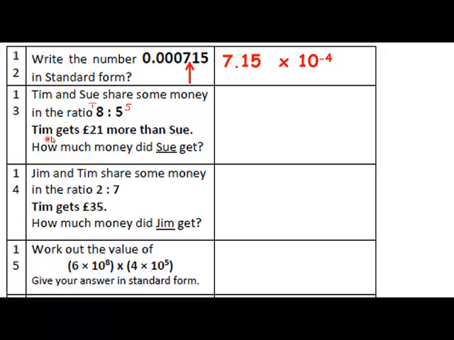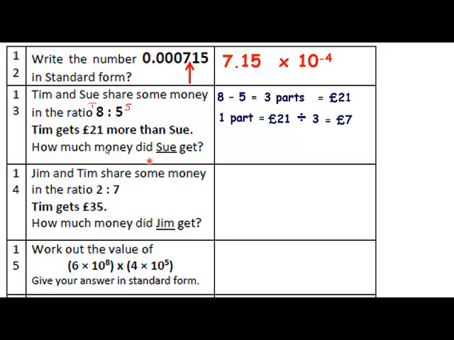Okay, so Tim gets £21 more than Sue. I need to look at what difference there is between the parts that they get. Tim is going to get 8 parts, Sue is going to get 5 parts. So 8 take away 5 is 3 parts. That's how many parts more Tim gets than Sue. But he gets £21 more, so that's 3 parts is worth £21. 1 part, therefore, is 21 divided by 3, which is 7. Okay, make sure you're comfortable with that.